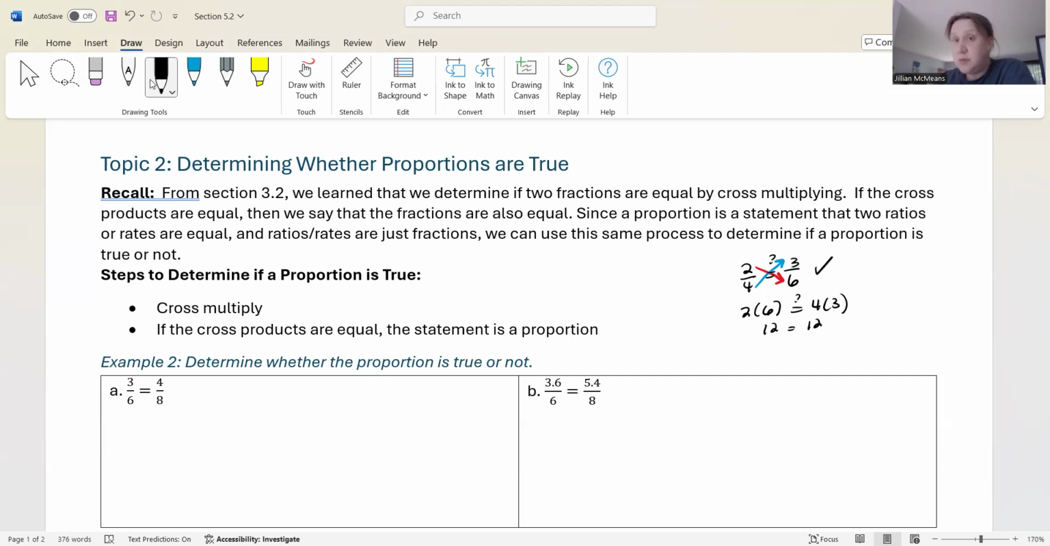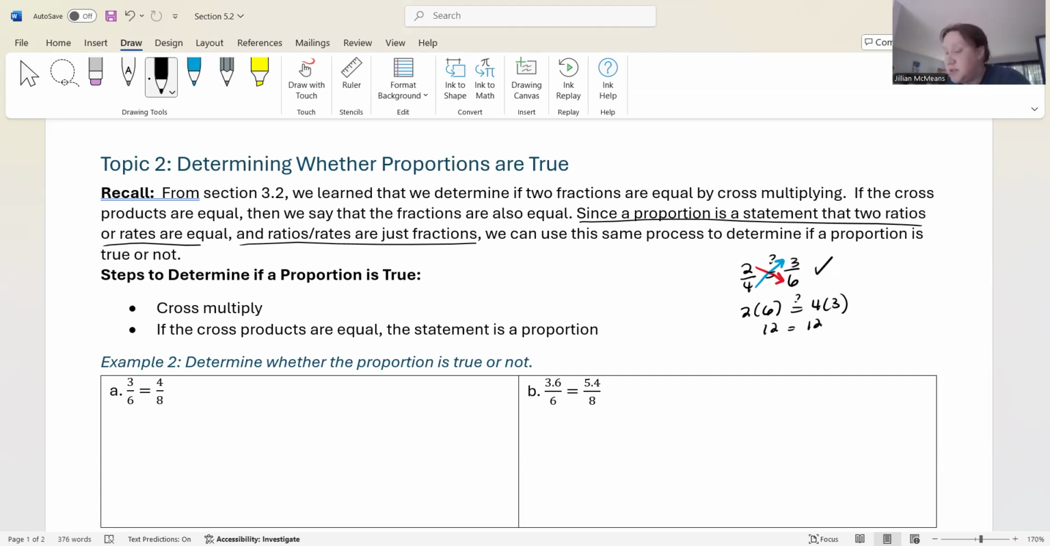We can essentially do the same thing with proportions, because a proportion is a statement that says two ratios or two rates are equal. And we know that in math, we write ratios and rates as fractions. So to test if a proportion is true or not, we're essentially just testing to see if two fractions are equal. Again, from section 3.2, we learned that we determine if two fractions are equal by cross multiplying. If the cross products are equal, then we say the fractions are also equal. Since a proportion is a statement that two ratios or rates are equal, and ratios and rates are just fractions, we can use this same process to determine if a proportion is true or not.